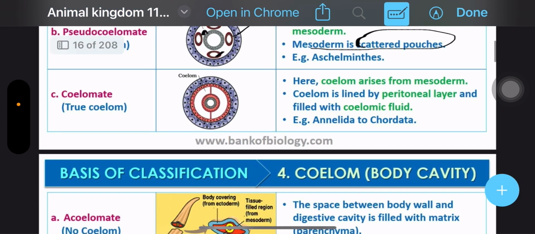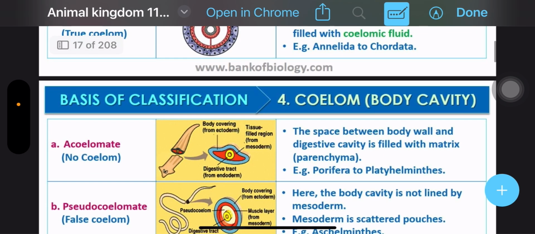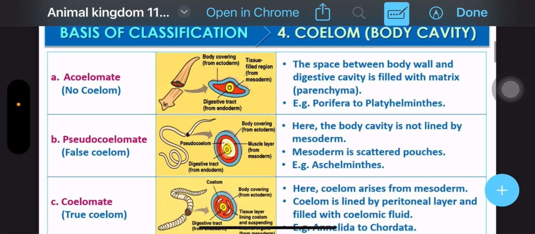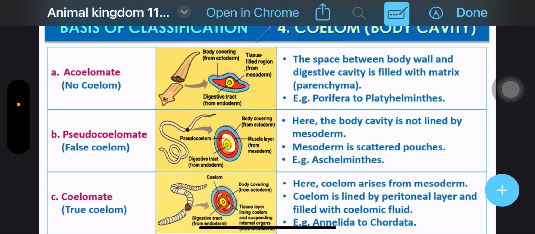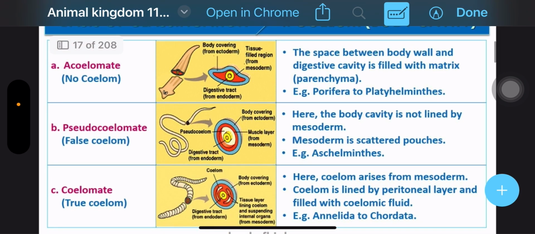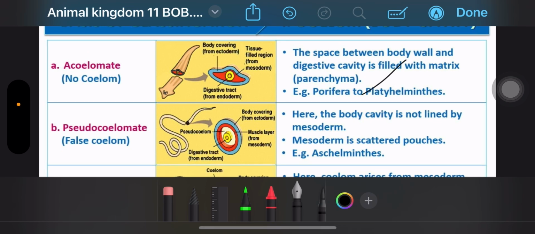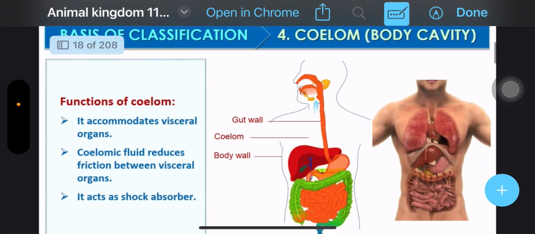Coelomates means true coelom. Here the coelom arises from mesoderm. The coelom is lined by the peritoneal layer, that is the mesoderm, and filled with coelomic fluid. From annelida to higher, all animals are true coelomates, right? Here, the space between the body wall and the tract is filled with the matrix. In the picture, check it, it is the same thing, but the examples have to be learned. Here is porifera, platyhelminthes; here is aschelminthes; and annelida to all higher organisms, right?